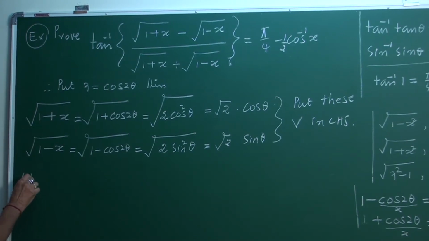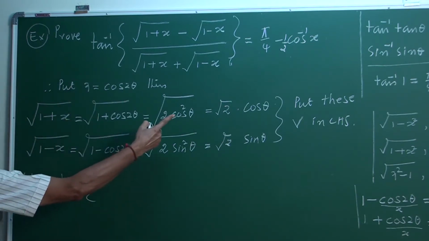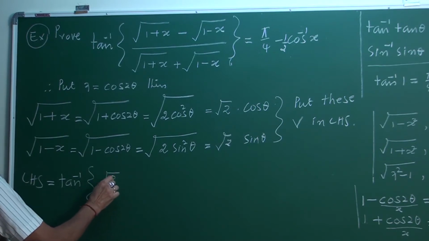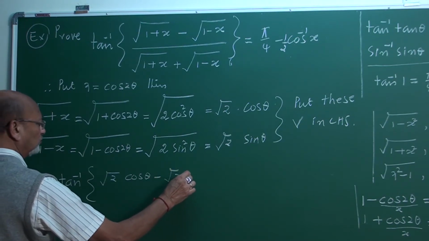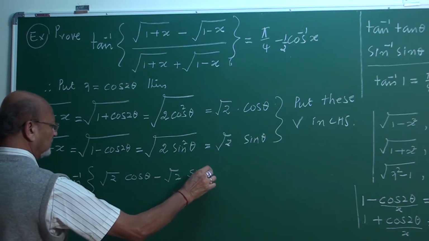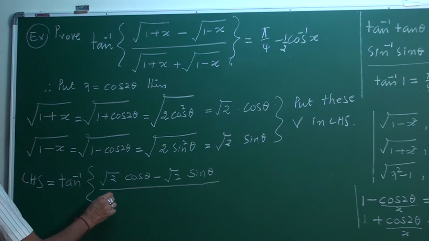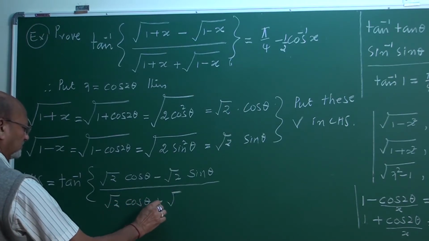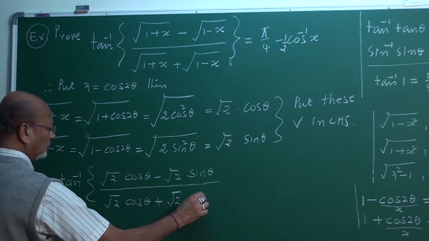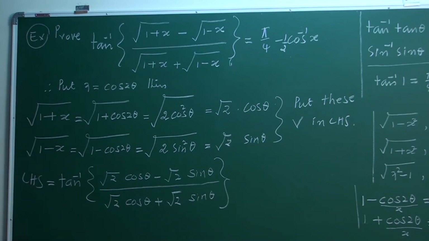LHS: tan inverse. What is the value of root? I directly substitute. It is root 2 cos theta minus root 2 into sine theta. Denominator the same terms with plus sine: root 2 cos theta plus root 2 sine theta. Yes, my friends, yes.